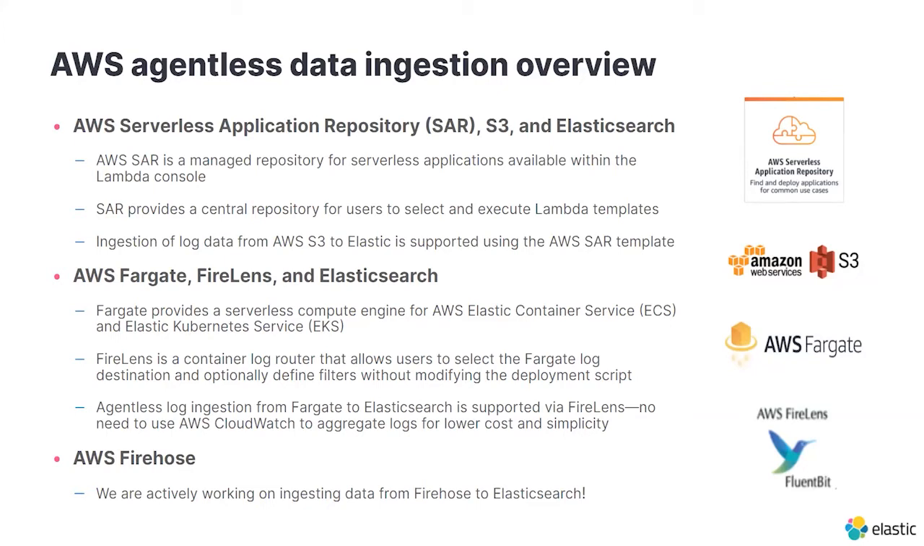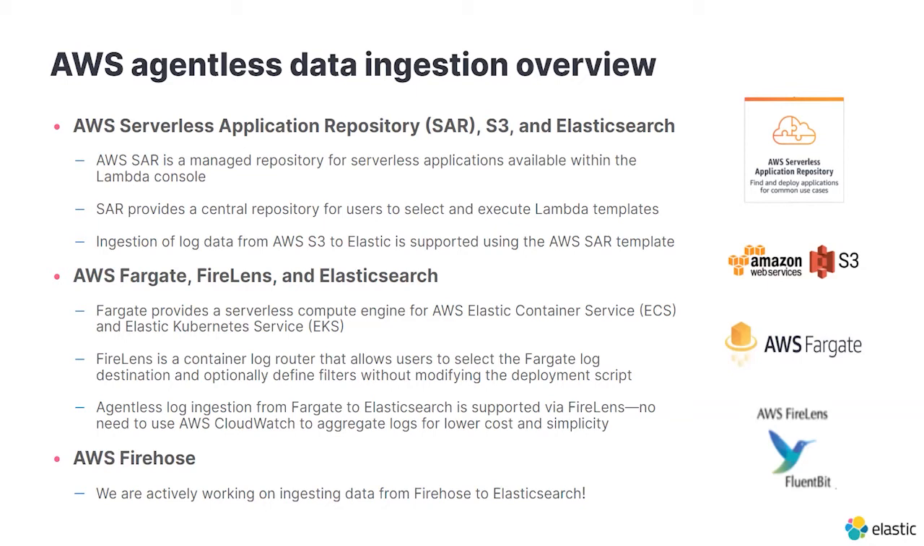AWS SAR is a managed repository for serverless applications available within the Lambda console. I typically think of it as the next generation of AWS Blueprints, where you can easily deploy predefined Lambda functions through the AWS console.